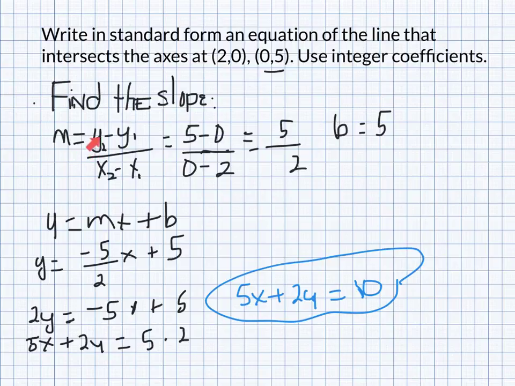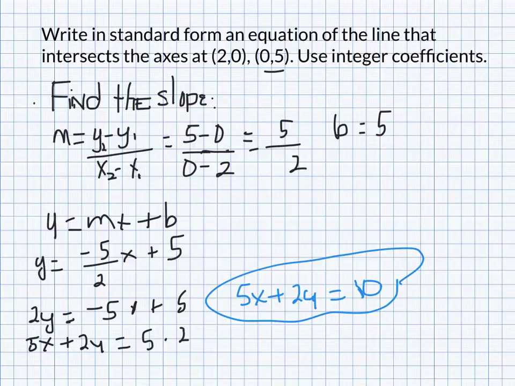m equals, to find the slope, y2 minus y1 over x2 minus x1. That is 5 minus 0, those are the y's, the 5 and the 0, and x2 is 0 and 2. We plug in our numbers and we end up with 5 over 2. And so b, or slope, equals 5.